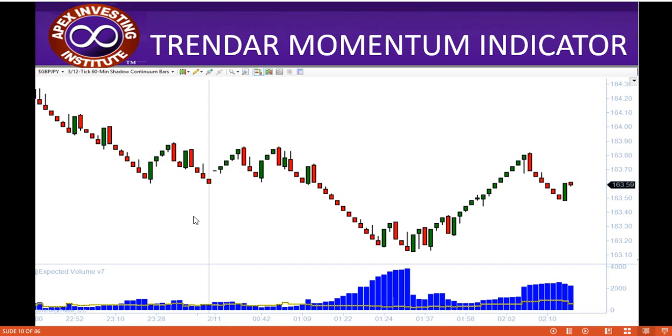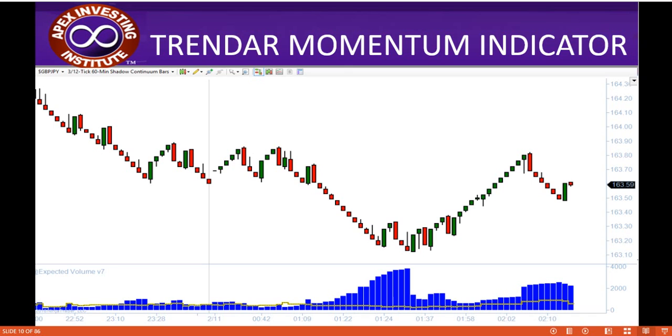Now, one other indicator. I'm sorry, it says Trendar momentum here. This is actually the expected volume indicator. Sorry about the wrong title there, but it's called the expected volume indicator. It's down here. Pretty easy to understand. See this yellow line? That yellow line is the expected volume level.